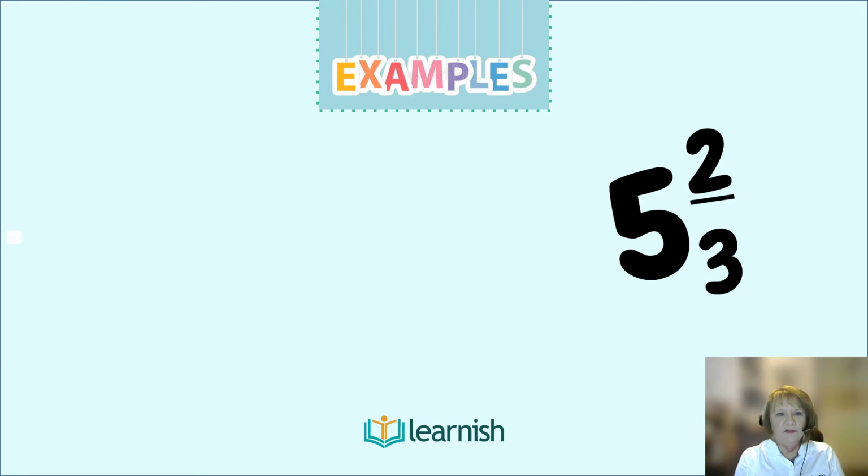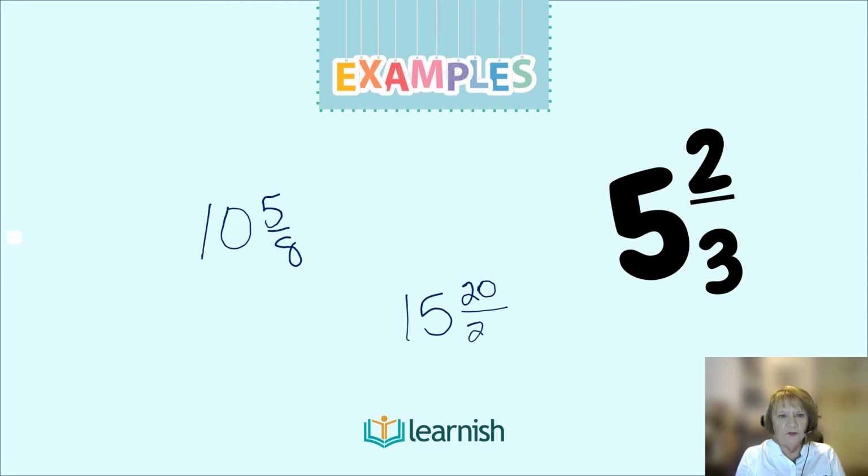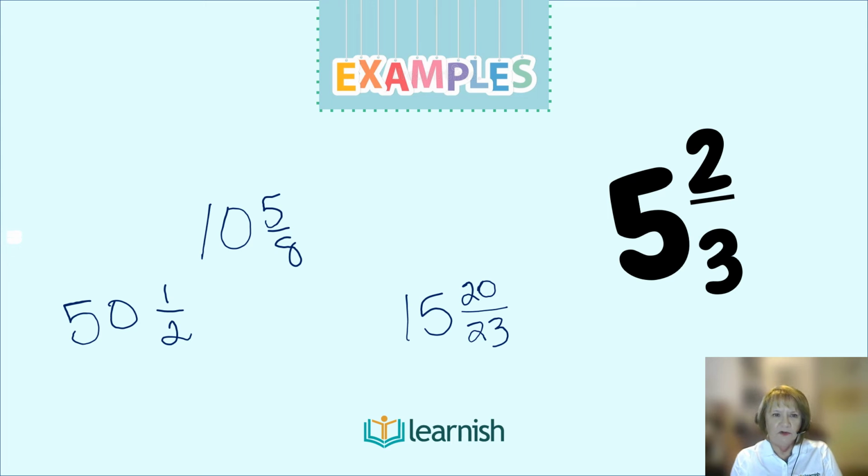Other examples of mixed numbers could be 10 and 5/8, 15 and 20 over 23. Let's say 50 and 1/2. And I bet you can think of some more. So why don't you pause the video and write down some other examples of mixed numbers.